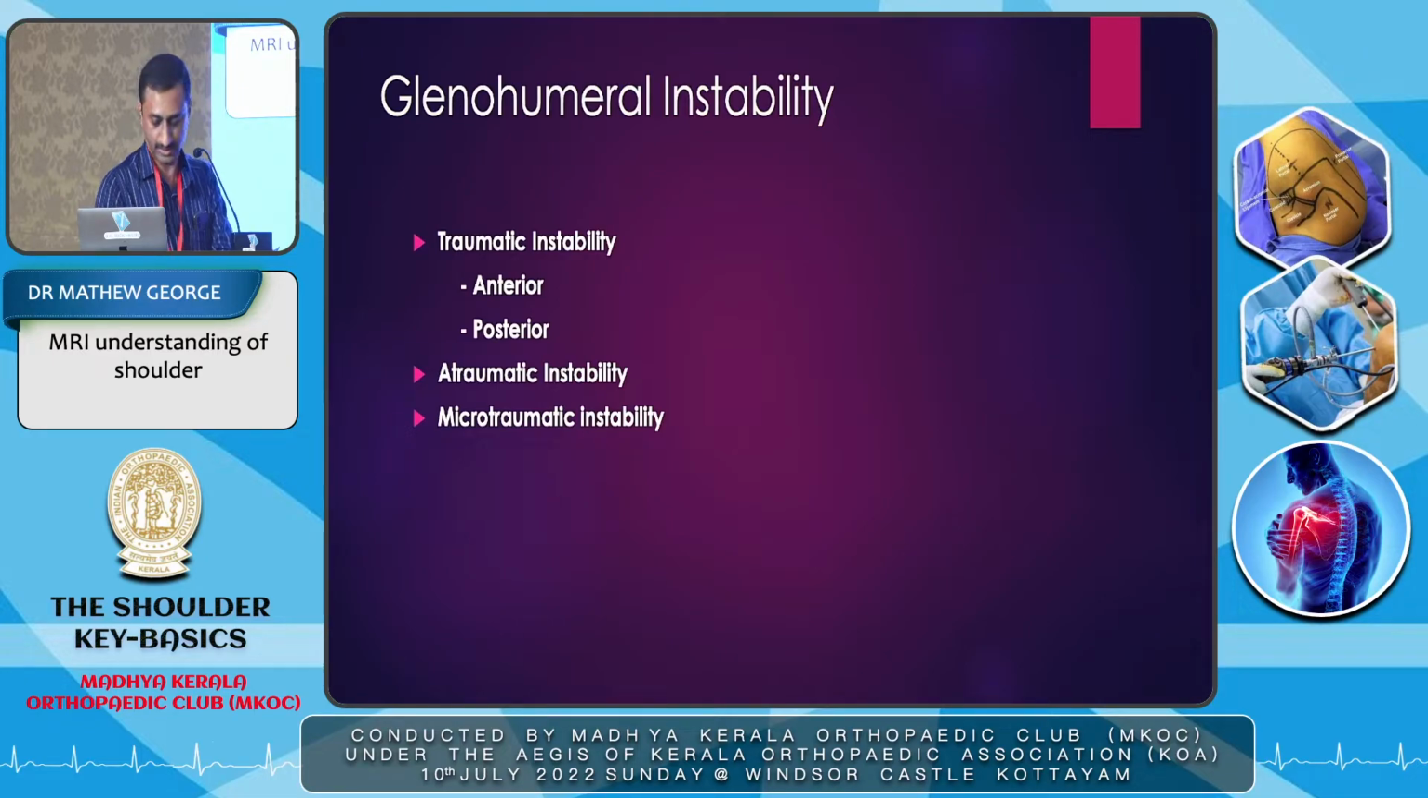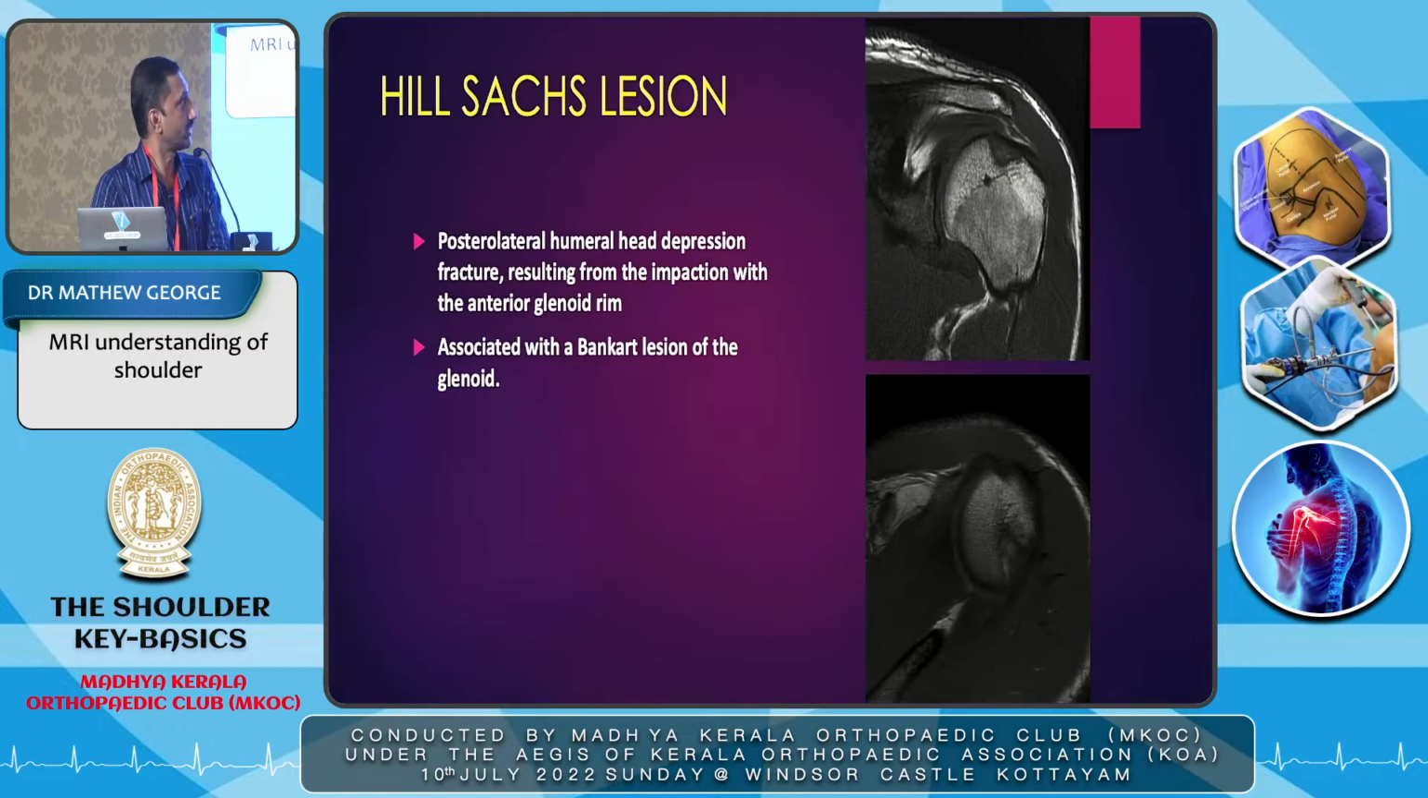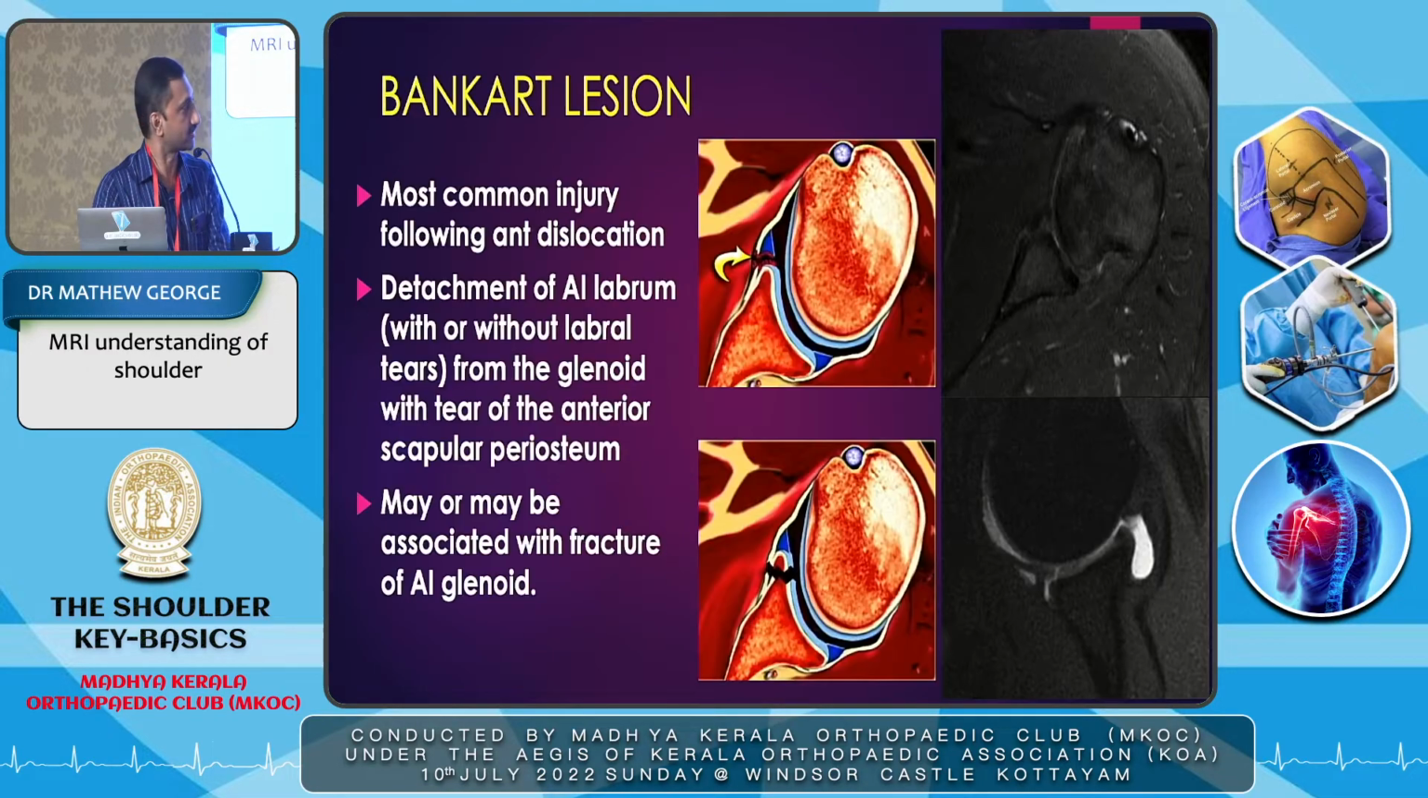Now coming to the instabilities, the anterior dislocation. So this is an example, the radiograph. That's the indentation on the humeral head. That's the Hill-Sachs and the Bankart. That's a bony Bankart. Now coming to the Hill-Sachs, it's seen as an indentation on the humeral head, and it's a defect. So you can actually see in the first image, you lose the normal circular shape of the humeral head, and that's the Hill-Sachs.